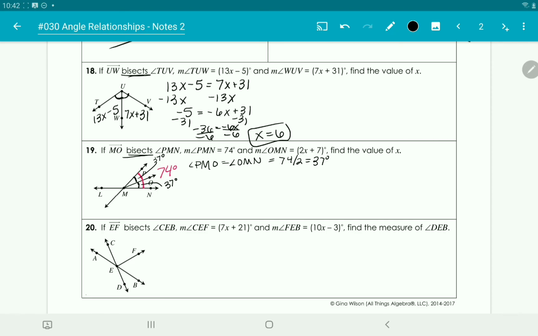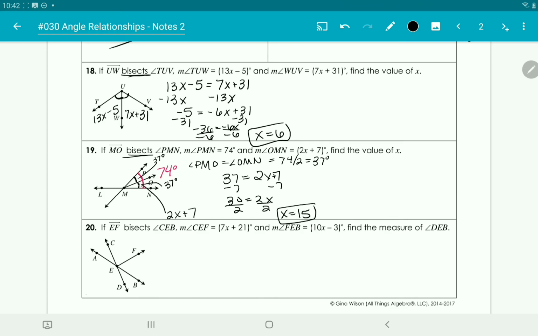And then OMN, this little one right here, is also 2x plus 7. Okay? So we know that this one right here is 37, and we know it's 2x plus 7. So we can say 37 is the same angle, so it's equal to this 2x plus 7. We can solve for x. We'll subtract 7, giving us 30 equals 2x. Divided by 2 gives you x is 15. But, oh, that's it. It's asking to solve for x.